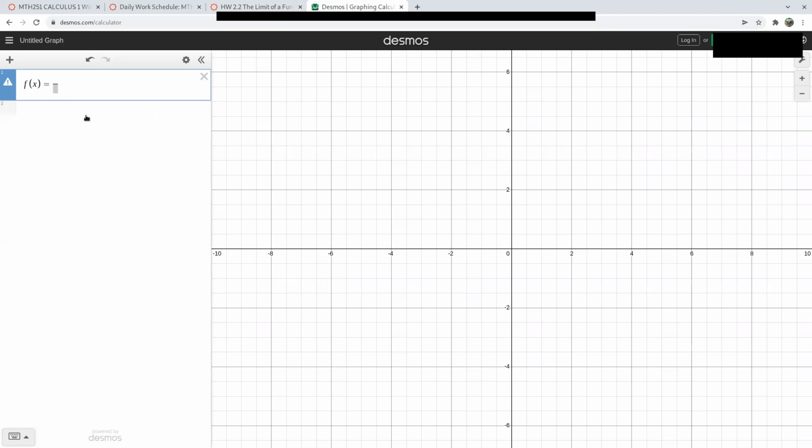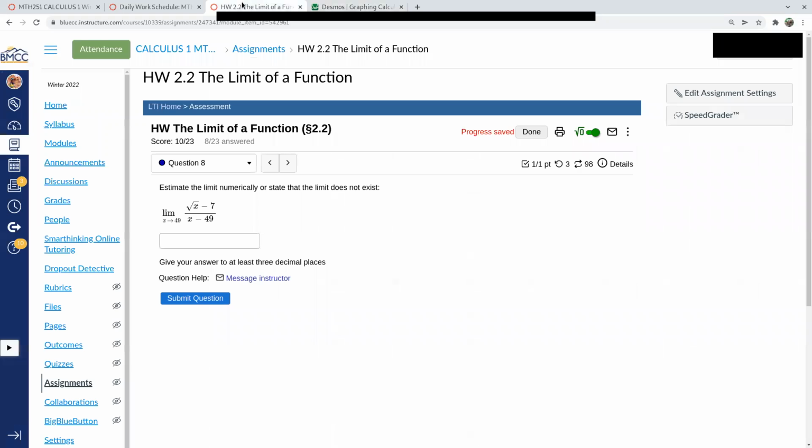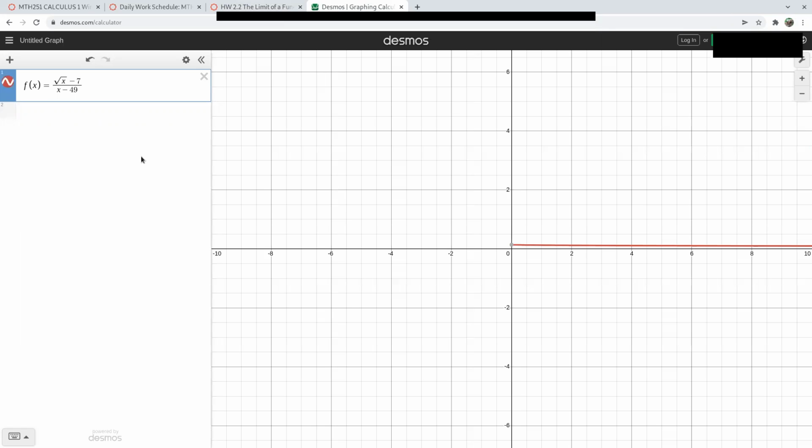And I have the square root of x minus 7 over x minus 49. Did I type that correctly? Let's go back, make sure. Okay. And we want to see what that thing is doing when x is 49.